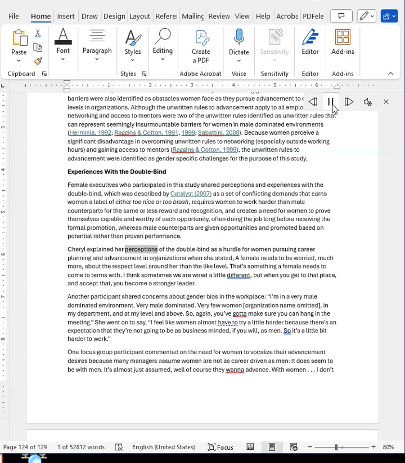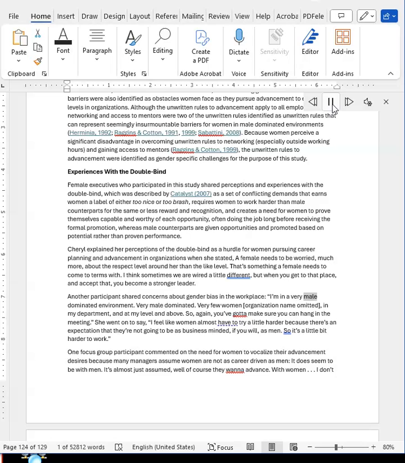Cheryl explained her perceptions of the double-bind as a hurdle for women pursuing career planning and advancement in organizations when she stated, "A female needs to be worried, much more, about the respect level around her than the like level. That's something a female needs to come to terms with. I think sometimes we are wired a little different, but when you get to that place and accept that, you become a stronger leader." Another participant shared concerns about gender bias in the workplace.